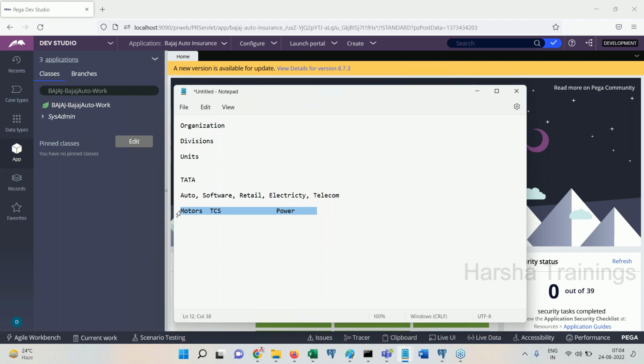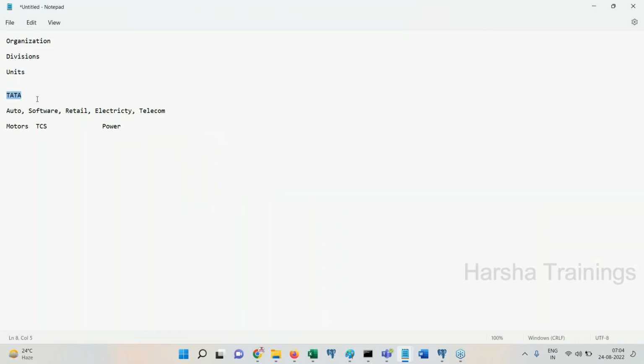Whenever we set up a business, the business is going to have an organization. What is an organization here? Organization is the topmost business entity. You are going to structure your business to have divisions under the organization. There can be one or more divisions. Under each division, you might have different units. Let's go here.